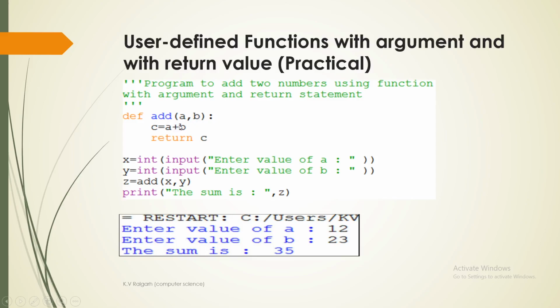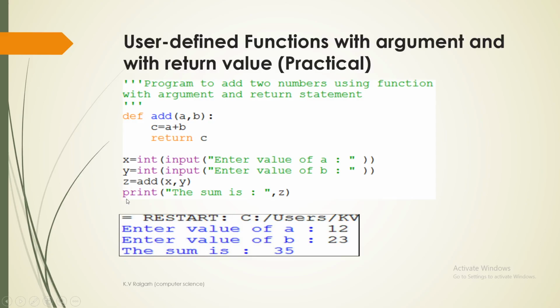So a contains 2 and b contains 3. So 2 plus 3 is 5. Now c contains 5. What is c currently holding? It is holding the value 5. So here I am returning the value 5. Control comes back to where I called this function. Now this add function is returning value 5 and that value 5 will be assigned to z.